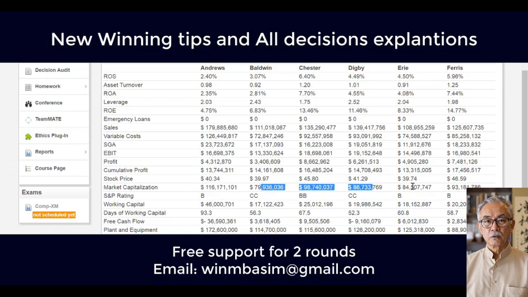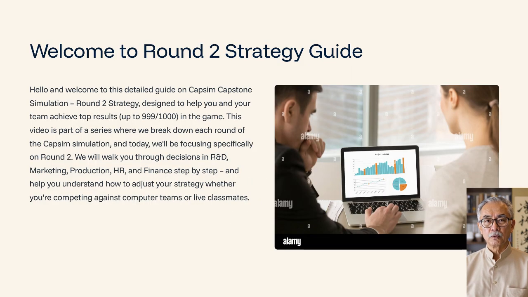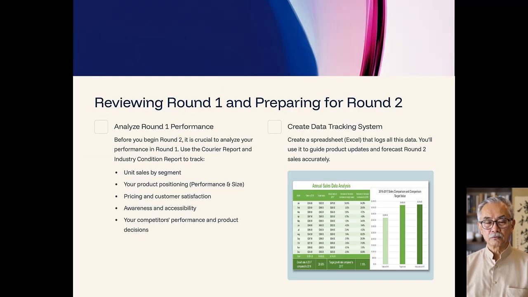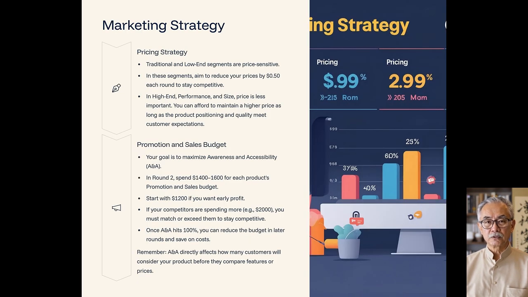Extra tips for success: always review the Courier Report before finalizing decisions. Look at segment reports, demand, customer criteria, market share comparison, units sold and inventory, price and awareness levels. Track your competitors. If a team suddenly increases sales or A&A, review their strategy. Update your Excel tracking file every round with actual sales, forecast error, inventory levels, product specs and pricing. Avoid overproducing. Inventory carries holding costs and lowers contribution margin.